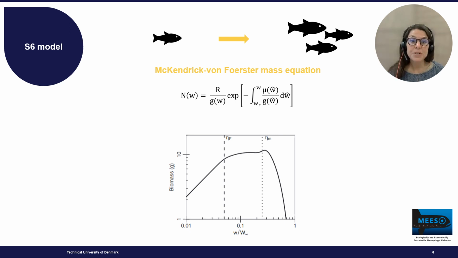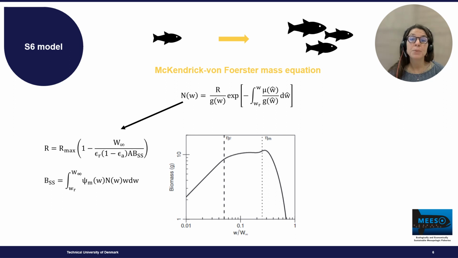The boundary condition of the equation is formed by the recruitment R into the population, and that is the individual influx into the population, or the number of individuals that enter into the smallest size class with body size W_R. The Beverton and Holt stock recruitment relationship then connects the spawning stock biomass with the recruitment.